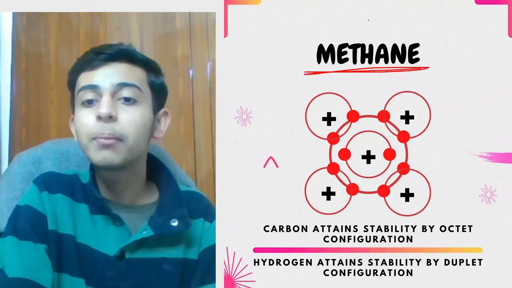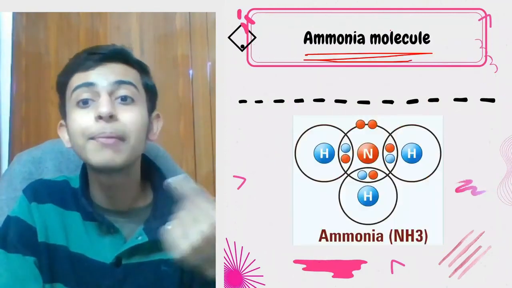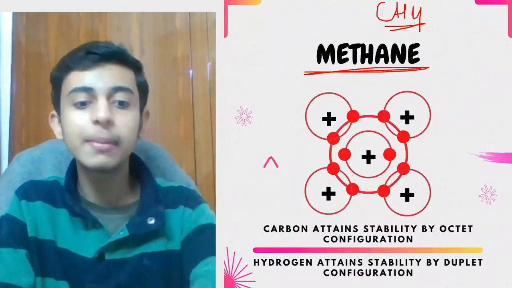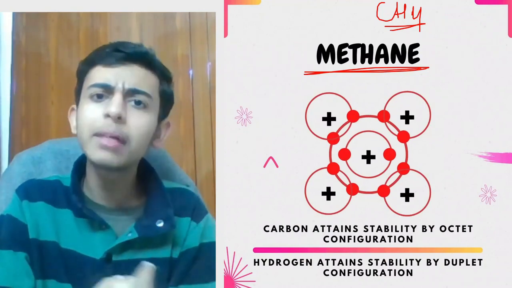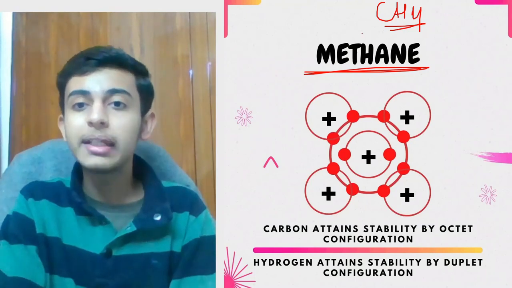Moving on to methane. Now methane's formula is CH4. Now till here we were just understanding the basic structure of covalent bonding, which is between two non-metals. This can be asked in your exam. Covalent bonding takes place between two non-metals. Remember that. Now we are moving on to methane.